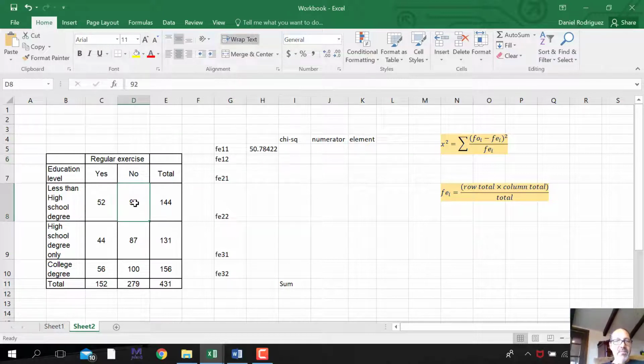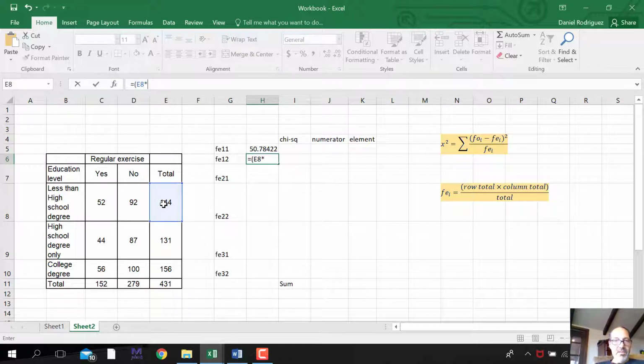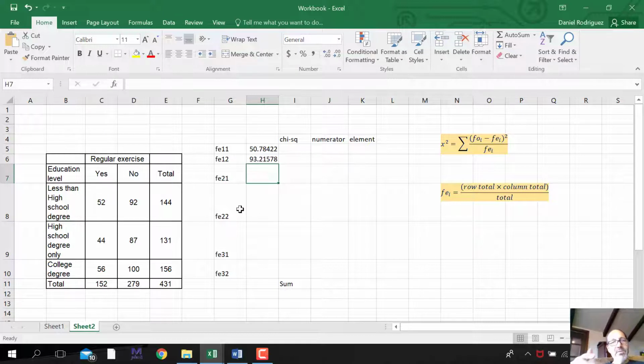I'll do cell 1, 2, so it's the same issue here. I need the row total, which is 144. So let's start that again. Okay, and use the parentheses again. Row total times column total. In this case, the column total is 279, and divided by this right here. There you go. Sometimes you can actually do this dragging function, but it won't work so much in this case because of the way the table is set up. So I'll just write these in separately.